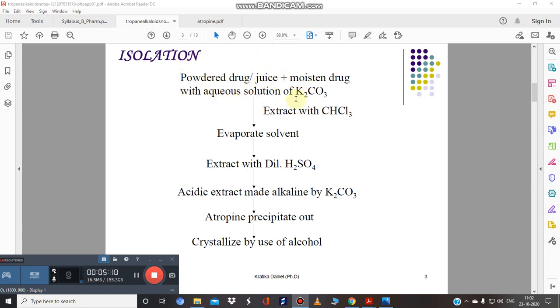taken and moistened with potassium carbonate solution, then extracted with chloroform, because we know atropine is soluble in chloroform. Then we concentrate it and add sulfuric acid, and a salt will form. Then it is again made alkaline with a base, that is again potassium carbonate. It sets the alkaloid free, atropine precipitates out, and we crystallize it using alcohol. So this is a simple procedure for the isolation of atropine.